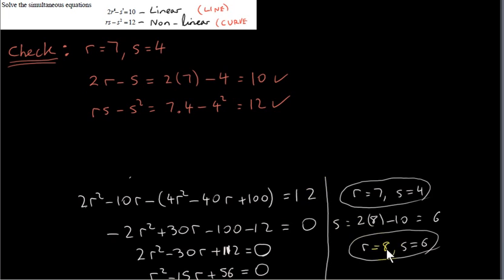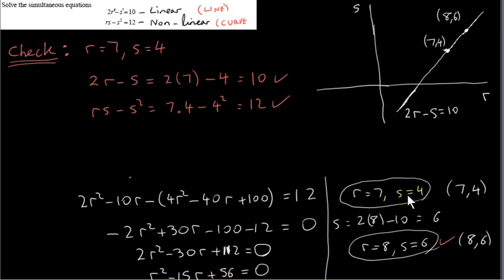It should also check out for r equals 8 and s equals 6. Let's just do this mentally. If we put 8 in for r, we get 2 8s are 16, minus 6 is 10. Checks out for that equation. Now let's plug it into the second one. R times s, well that's 8 times 6, that's 48. S squared is 36. 48 minus 36 is indeed 12. So this pair checks out as well.